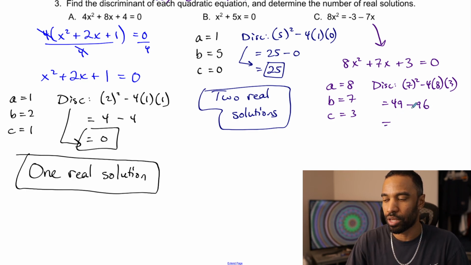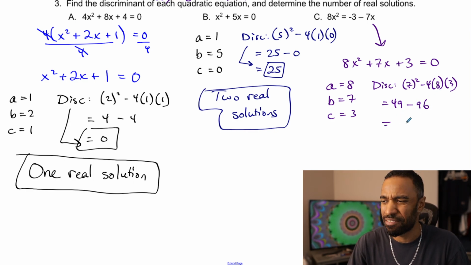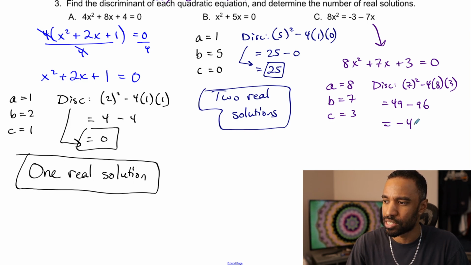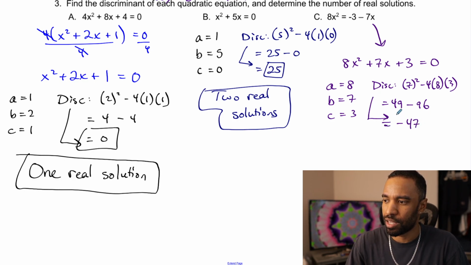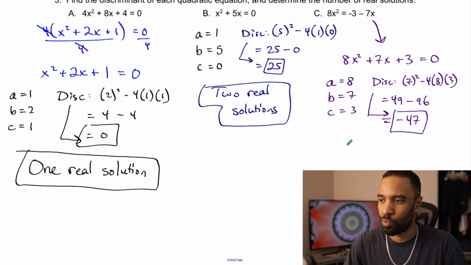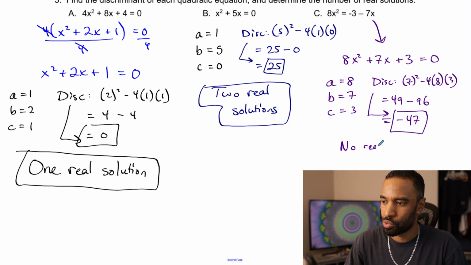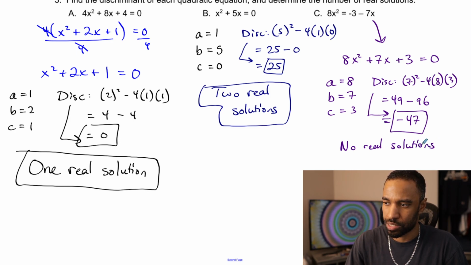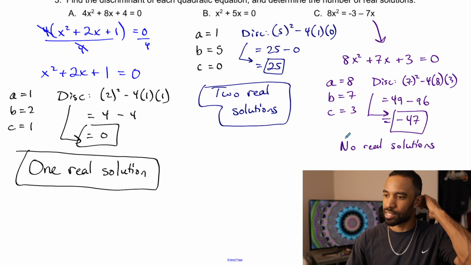I don't know the number, negative 47, I think. The point is it's negative. I got a negative discriminant here. That means there are no real solutions here. No real solutions right there. And that's the final answer.